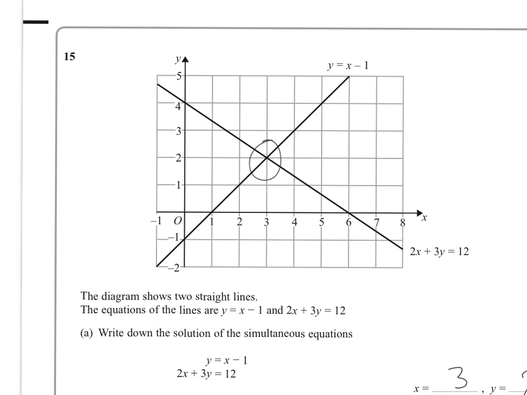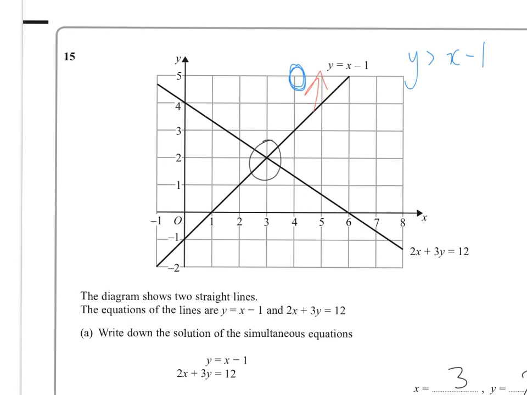Part C, well, I want to consider y values greater than x minus 1. So if I choose a coordinate point, one side of the line, let's go for this one here, my x value 4, x minus 1 gives me 3, my y value at this point is 5. Well, 5 is greater than 3. So therefore, I want values for y that are above the line, not below.